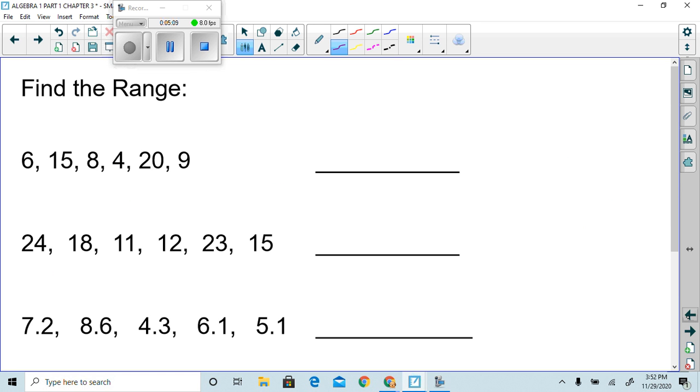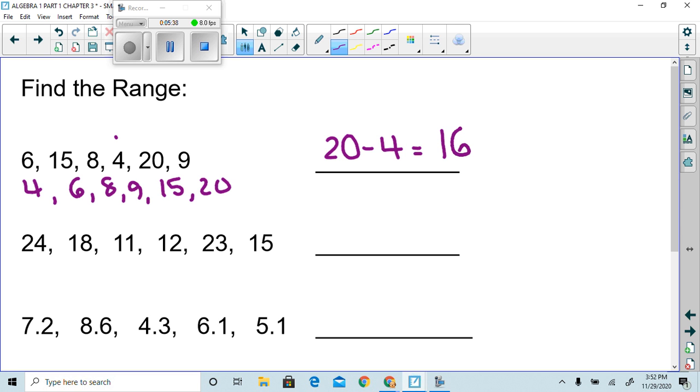Range. In the range, we need to take the smallest number and find the difference between that and the largest number. Again, it doesn't hurt to put these in order, simply because then we can easily identify our smallest and largest numbers. And you can do that by just scanning with this as well. So now I'm going to find the difference. I'm going to take 20 and subtract 4, and my range is 16. On to the next one.